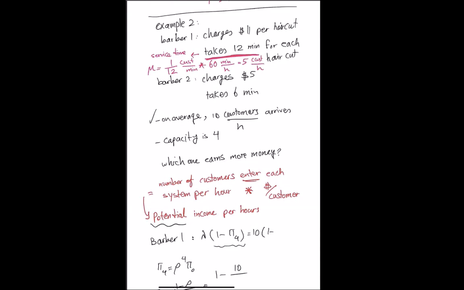So now that we are here, let's calculate mu for the second barber as well. It says it takes 6 minutes for the second barber to do the haircut. And this is, again, service time or service rate? Service time.